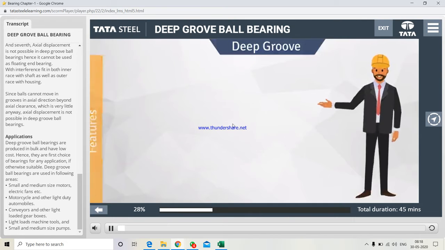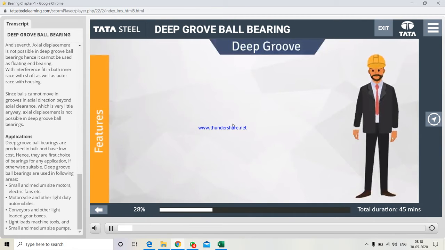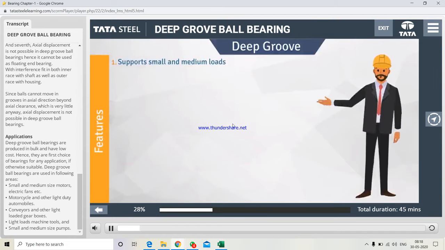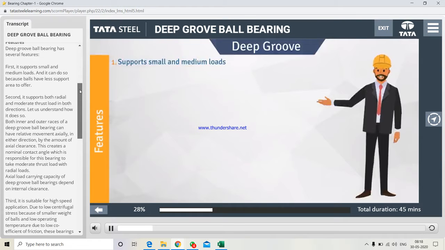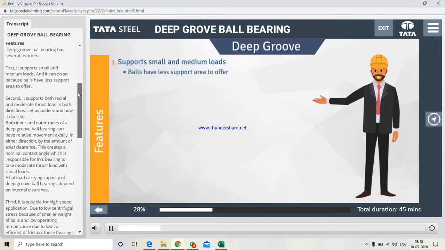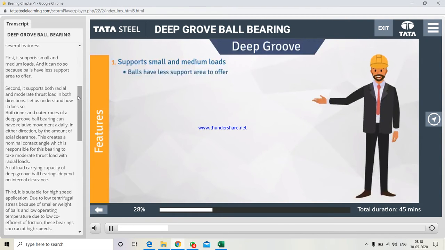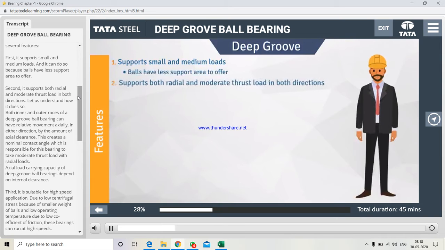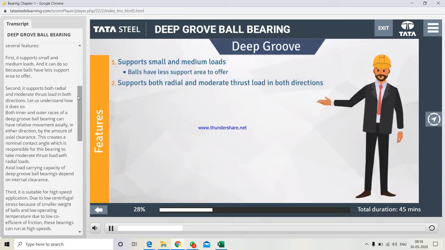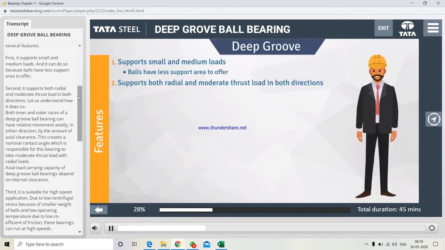Deep groove ball bearing has several features. First, it supports small and medium loads, and it can do so because balls have less support area to offer. Second, it supports both radial and moderate thrust load in both directions. Let us understand how it does so.